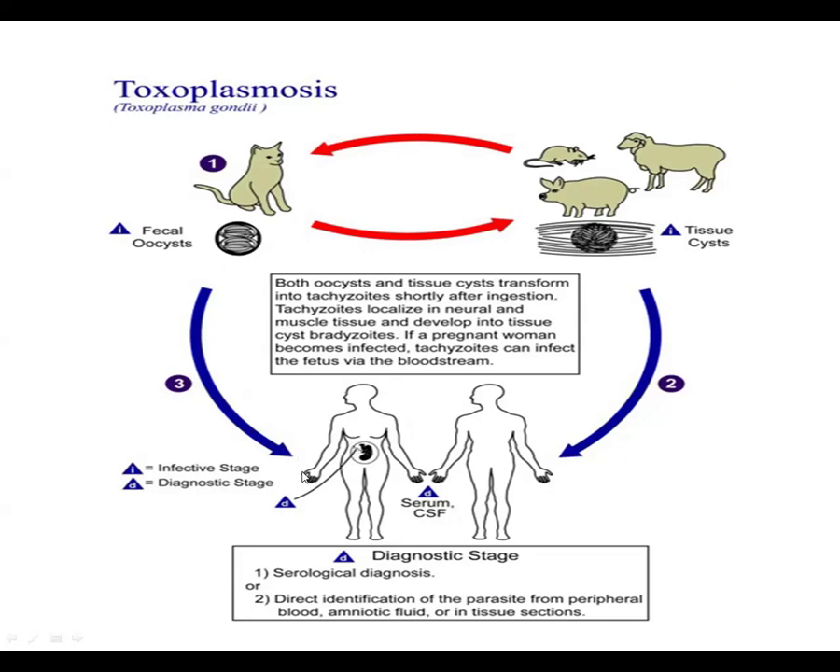But remember, this phase occurs only in pregnant women. If the infection occurs before the pregnancy, then there is no chance of transmission of the disease. Only when the pregnant woman gets the infection is there a chance of transmission. Both oocysts and tissue cysts transform into tachyzoites shortly after ingestion. These tachyzoites localize in neural areas of tissue and develop tissue cysts, bradyzoites. When pregnant women become infected, tachyzoites can infect the fetus via the bloodstream.